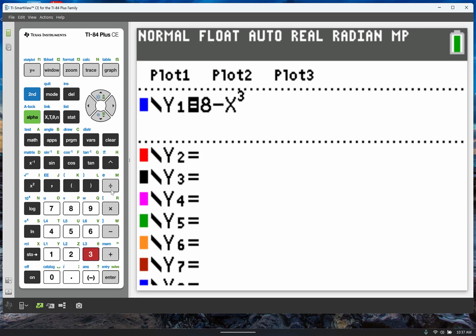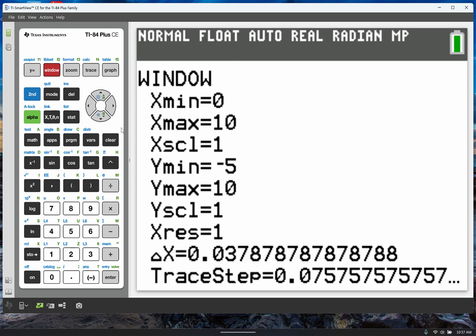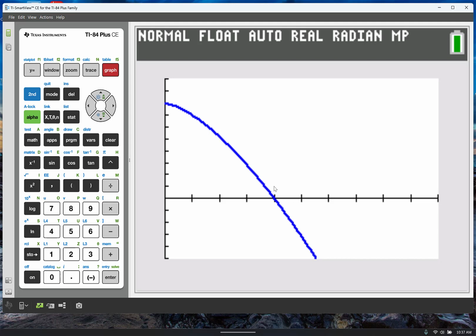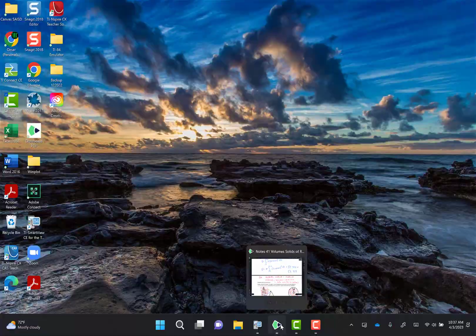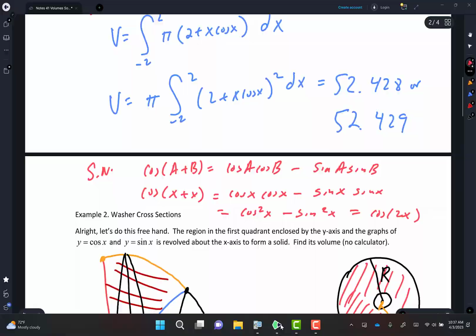All right, let me see. Window 0 to 10, that's fine. Negative 5 to 10, okay. My window, I just squished it. 1, 2, 3, 4. It crosses at x equals 4. So here we go. Let me go back and make it a little thicker.